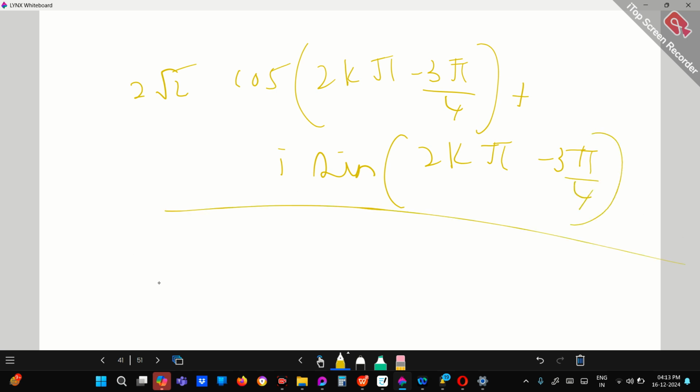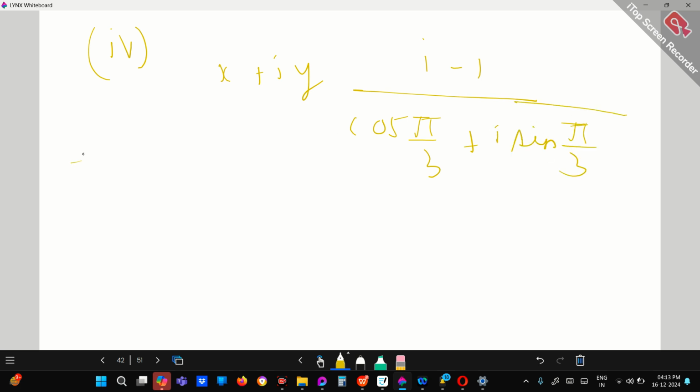Okay. Next sum, fourth sum. Find the value of x plus iy. Sorry, just give me the second thing. cos pi by 3 plus i sin pi by 3 over 1 minus i. cos 60 degrees is nothing but root 3 by 2, right? Sorry. Plus root 3 by 2.